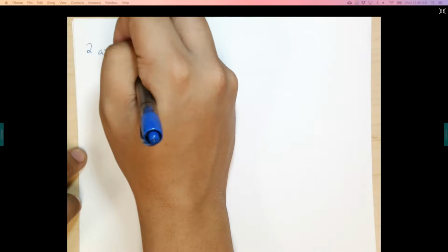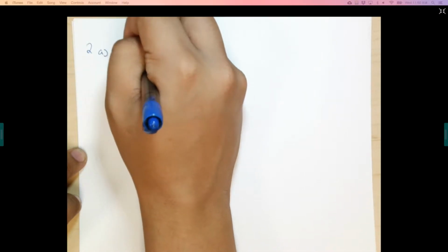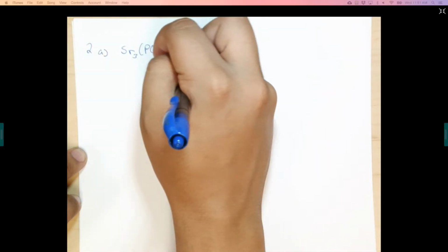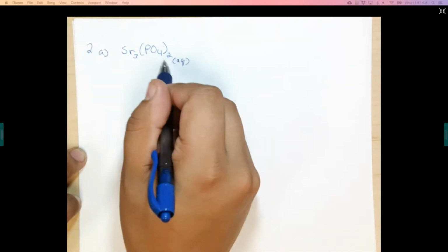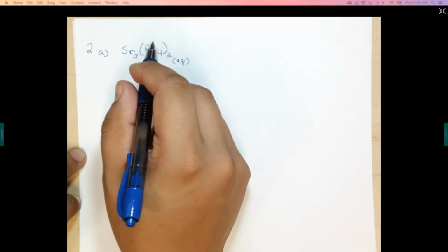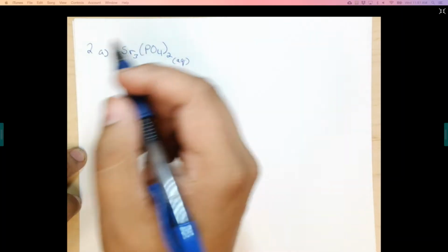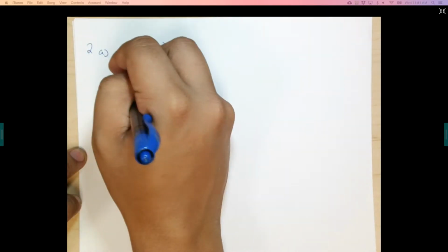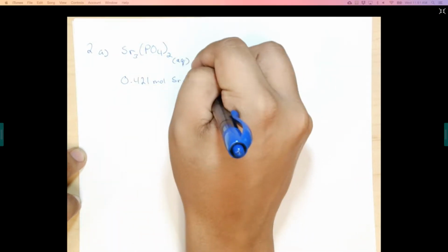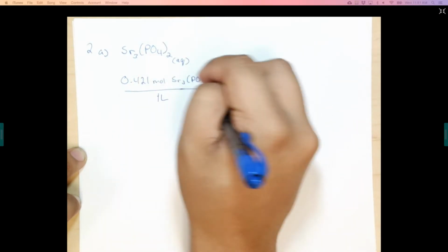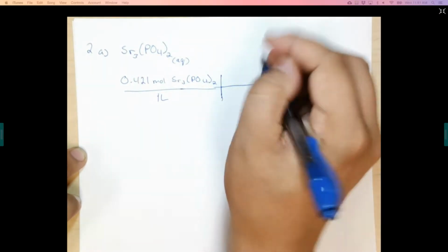So strontium phosphate: strontium is 2+, so we have Sr3(PO4)2. This is strontium phosphate. It is aqueous, and based on solubility rules you can verify that. So there we have the chemical formula. You have to be able to convert the name to the chemical formula. They want to know the molarity of strontium ions. If we have a molarity of 0.421 moles of strontium phosphate per 1 liter, then we can use dimensional analysis to convert that to strontium.